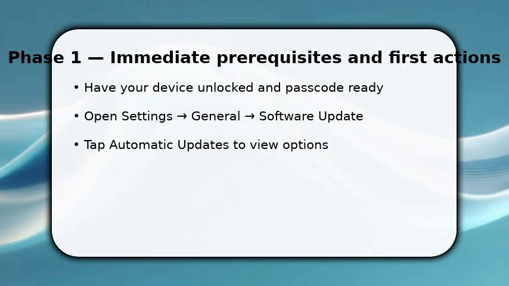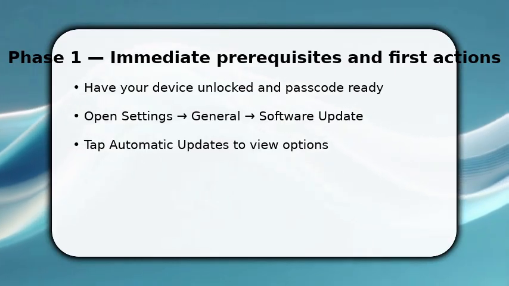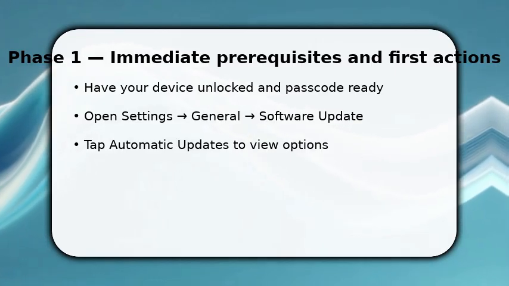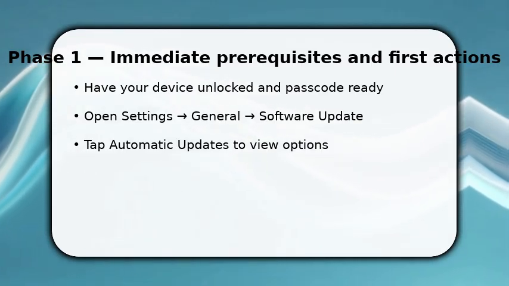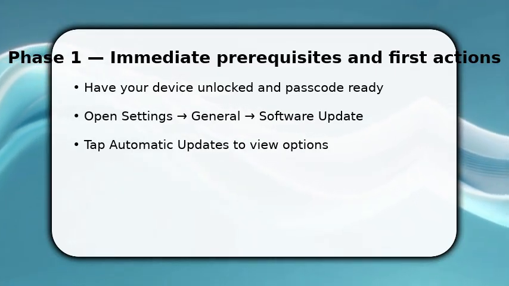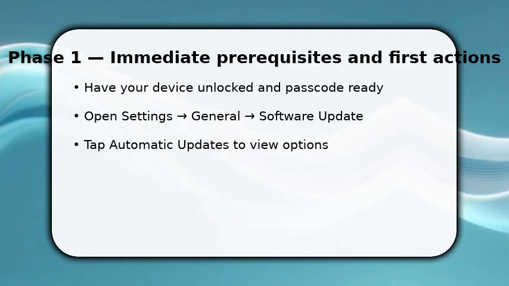You start now by unlocking your iPhone and opening Settings, then tap General and Software Update. You need to reach the automatic update screen so you can change behavior. Once there, note the two toggles: download iOS updates and install iOS updates.